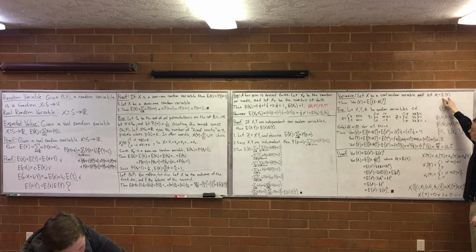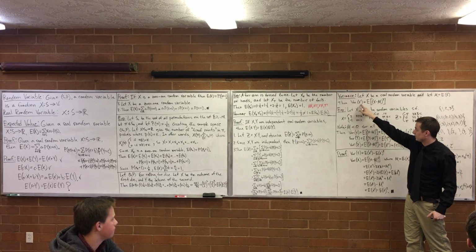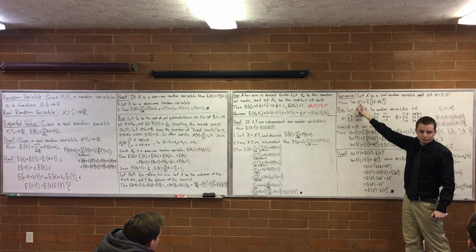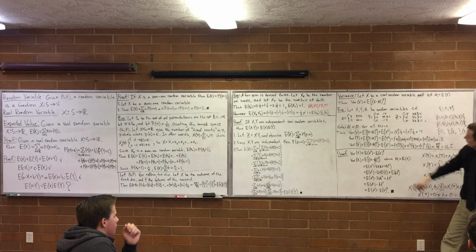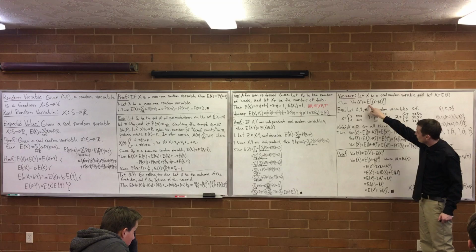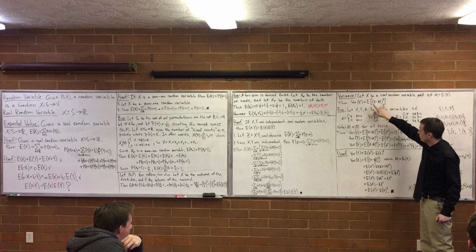So let mu be the expected value of x. The variance of x, remember variance once again, like expected value, only makes sense if what you're plugging in there is a real random variable. The variance of x is equal to the expected value of (x minus its expected value) squared.